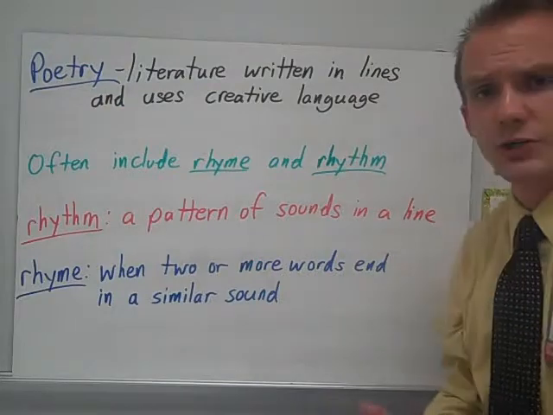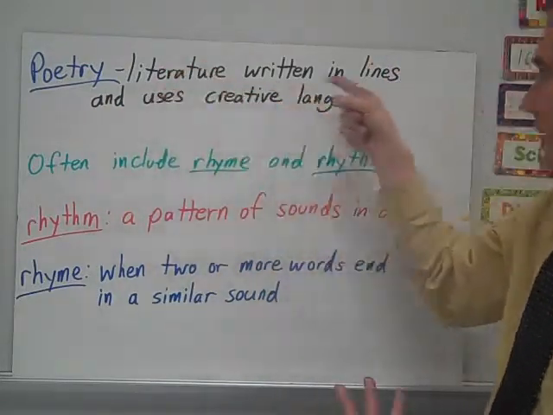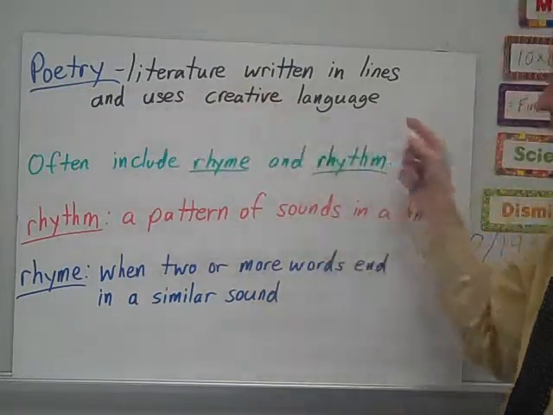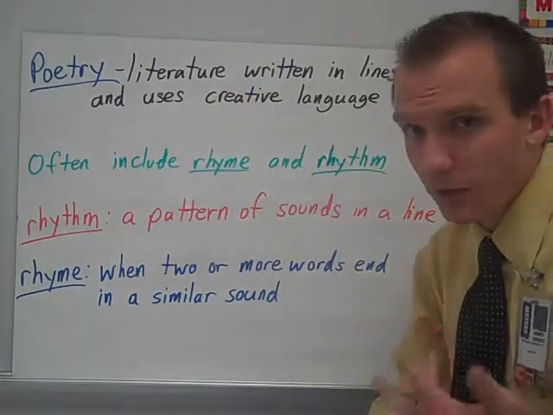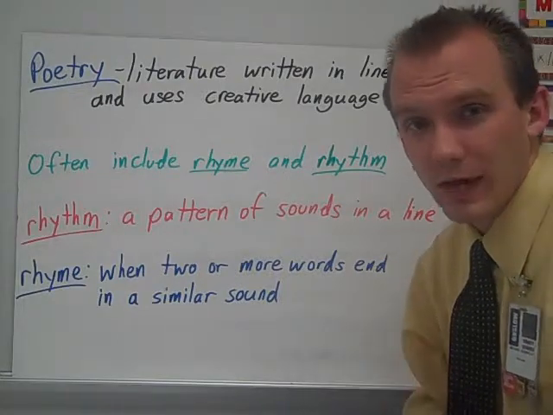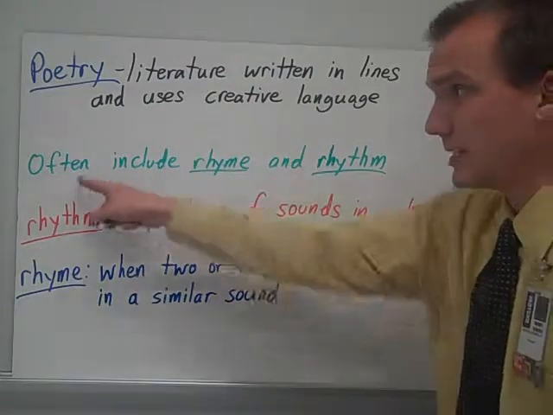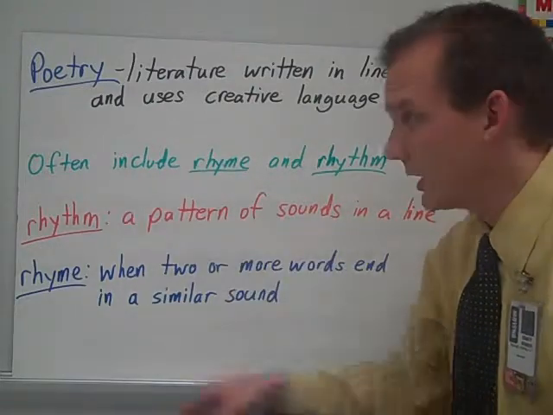The third type of literature is one of the easier ones to pick out. It's poetry. Literature written in lines and uses creative language. So it doesn't always have a plot or characters or a setting. It has creative language and is written in what we call lines. Often includes rhyme and rhythm, but not always. That's what often means. Not always, but usually.